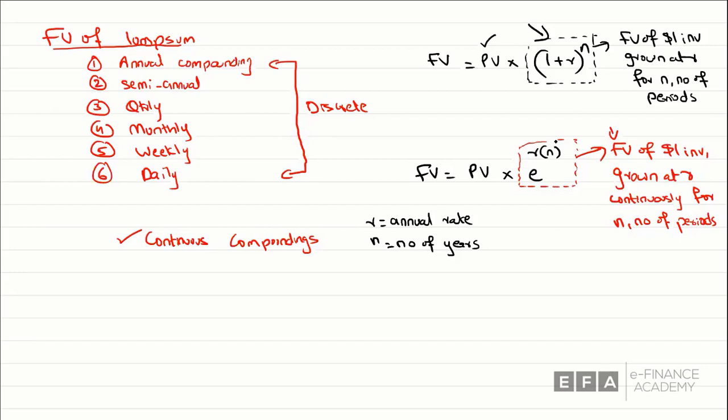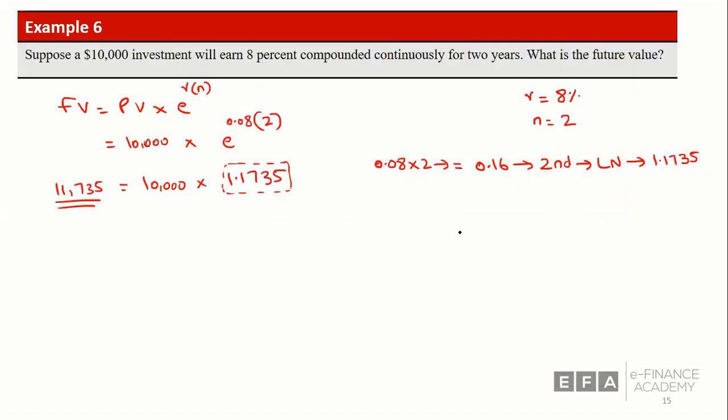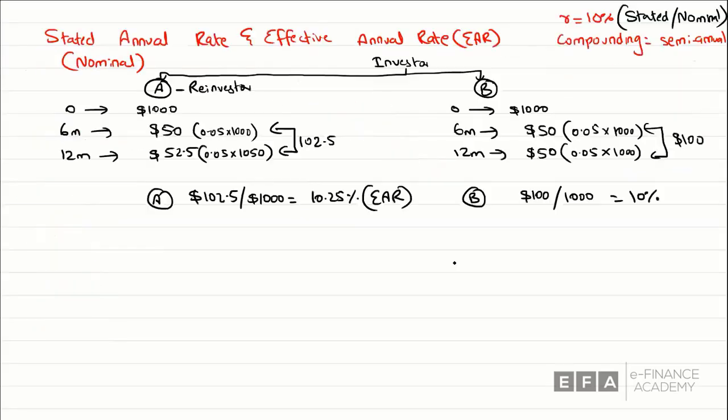And this gives us the future value of $1 grown at R continuously. So if we want to do it using the formula, here's what we would do. With semi-annual compounding, we would say 1 plus R, where R is the semi-annual rate, to the power of the number of semi-annual periods.